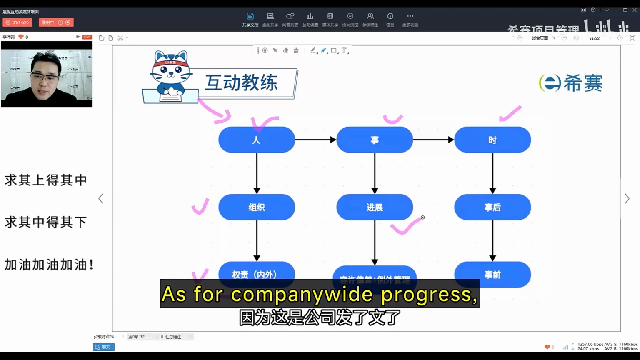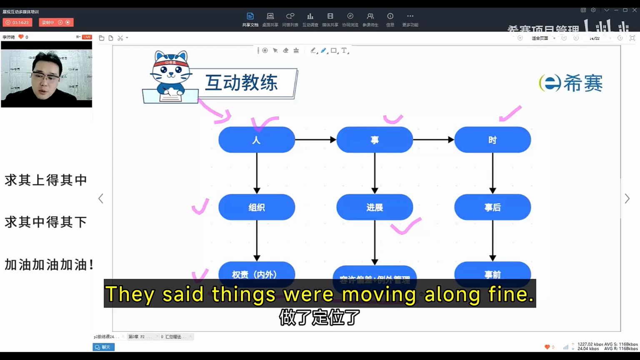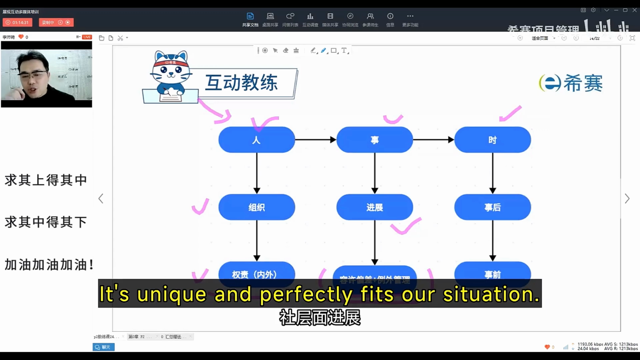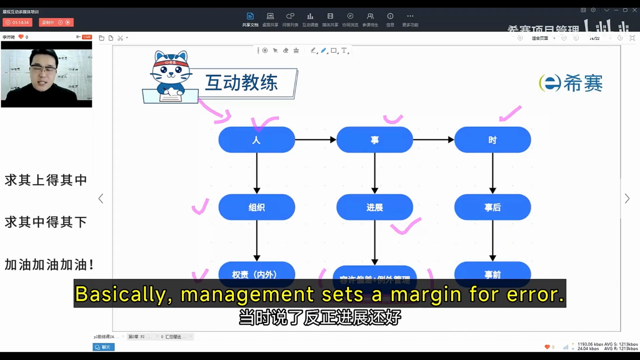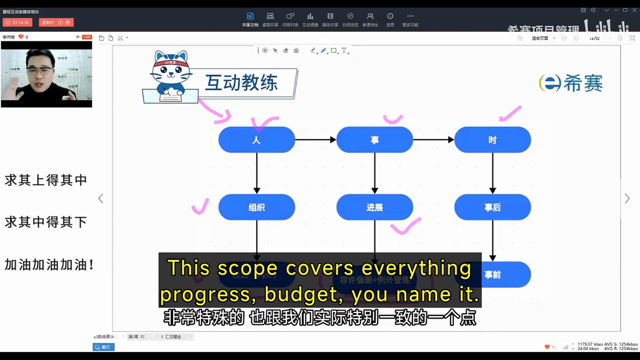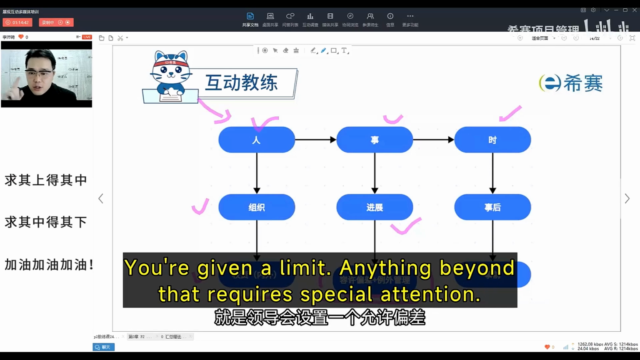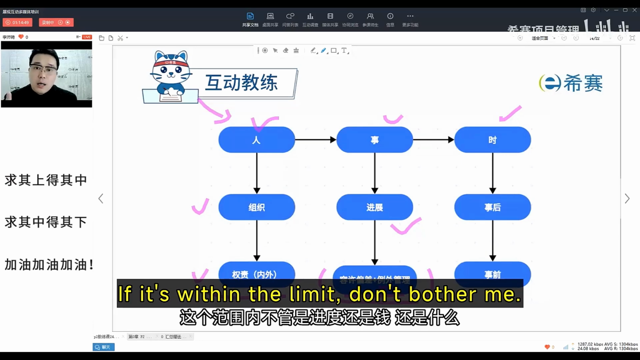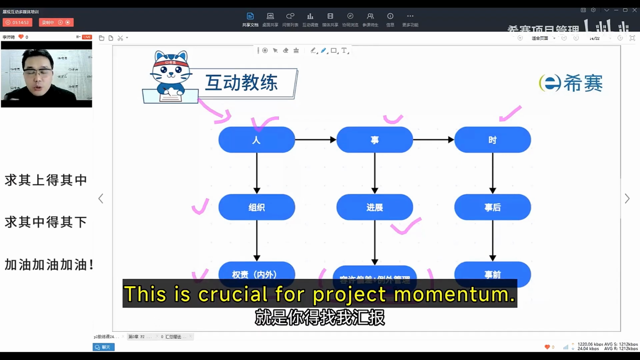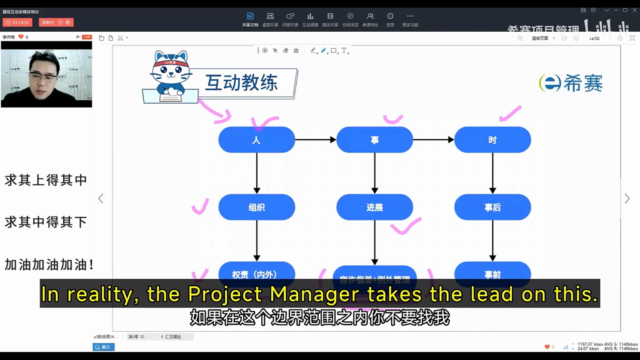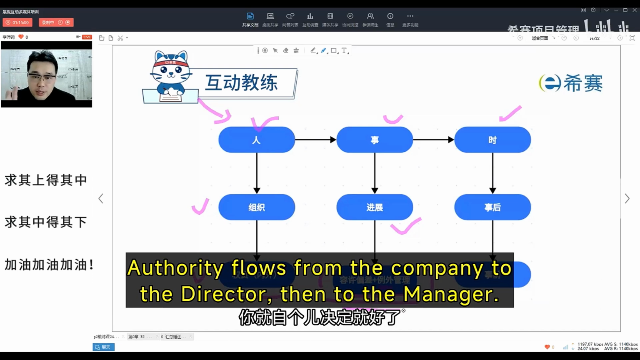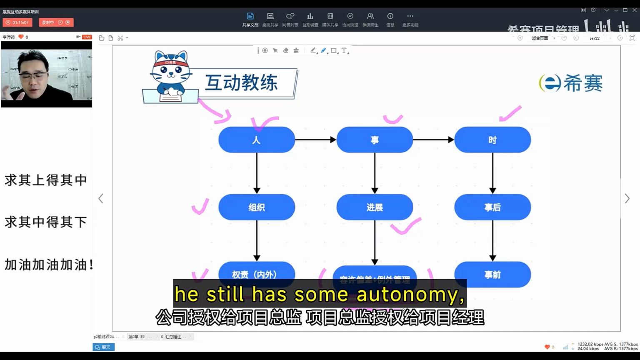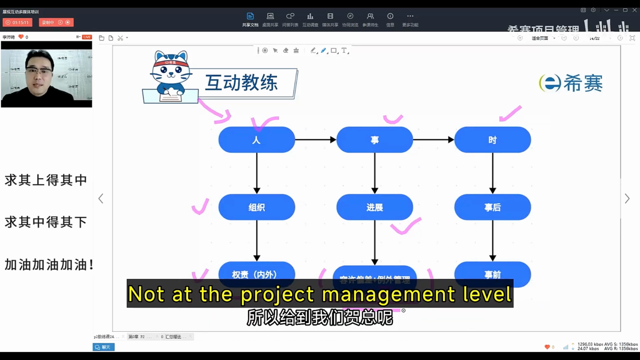Alright. As for company-wide progress, they said things were moving along fine. There's this policy from our director's office. It's unique and perfectly fits our situation. Basically, management sets a margin for error. They give you some wiggle room. This scope covers everything: progress, budget, you name it. You're given a limit. Anything beyond that requires special attention. Basically, you need to loop me in. If it's within the limit, don't bother me. Just handle it yourself. This is crucial for project momentum. In reality, the project manager takes the lead on this. Authority flows from the company to the director, then to the manager, and finally, to the team manager. So for our GM, Mr. Lee, he still has some autonomy, but it's limited to the individual task level, not at the project management level.